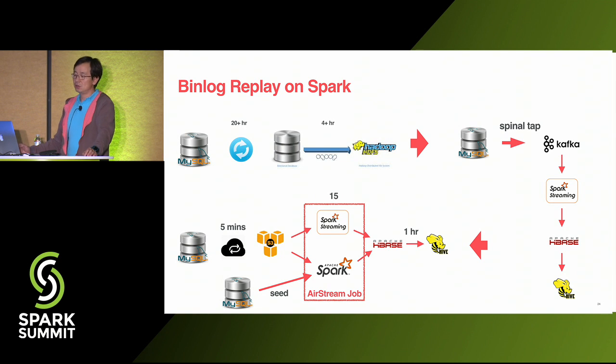We have a unified job. It can either run in streaming mode or in batch mode. They are exactly the same. They will process those bin logs, apply the changes to the HBase, and we can dump the data from HBase to the Hive data warehouse. At the same time, with the same job, we can share some of the computation components and do the seeding from the MySQL database to bootstrap our process.